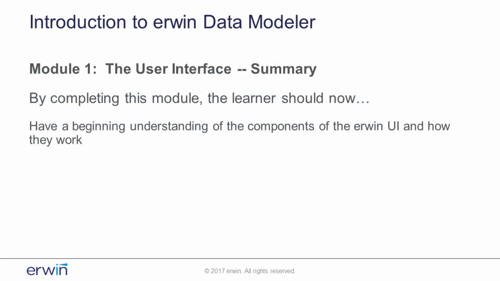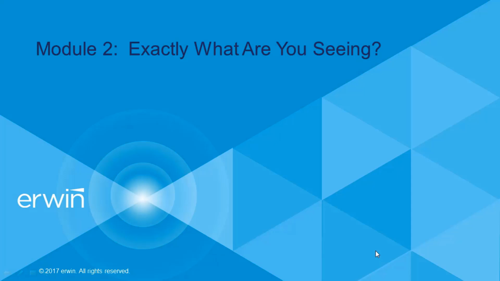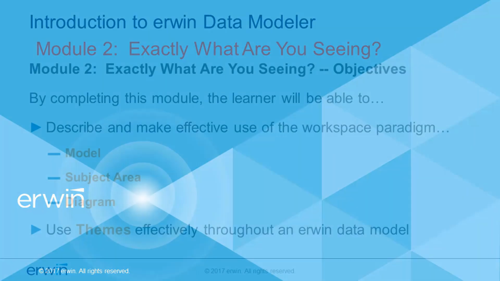So we've completed our first objective for the course, and that's it for Module 1. In Module 1, we looked at the control aspects of Irwin Data Modeler. Now in Module 2, we're going to take a look at the workspace.